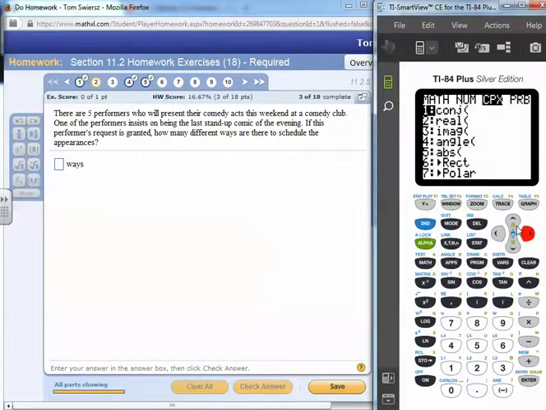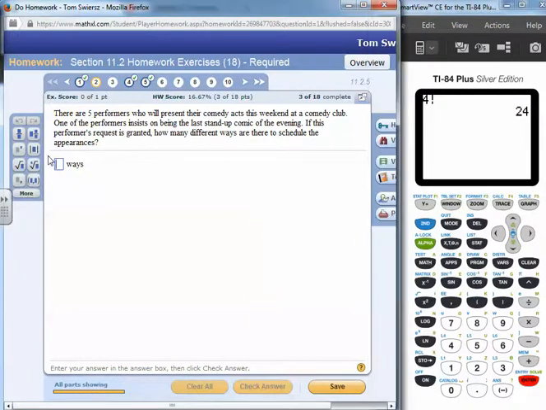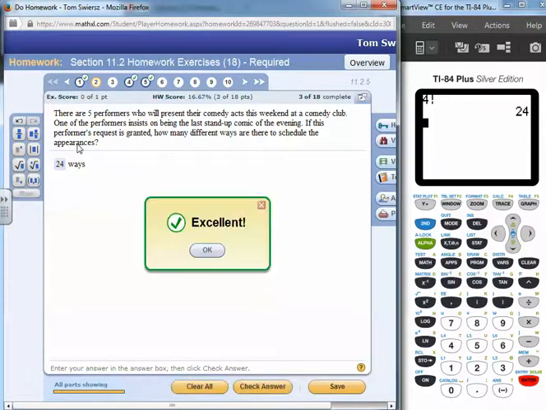Got to put in the number first. Probability, 4 factorial, and there's our answer. We got, doing it pencil and paper, 24.